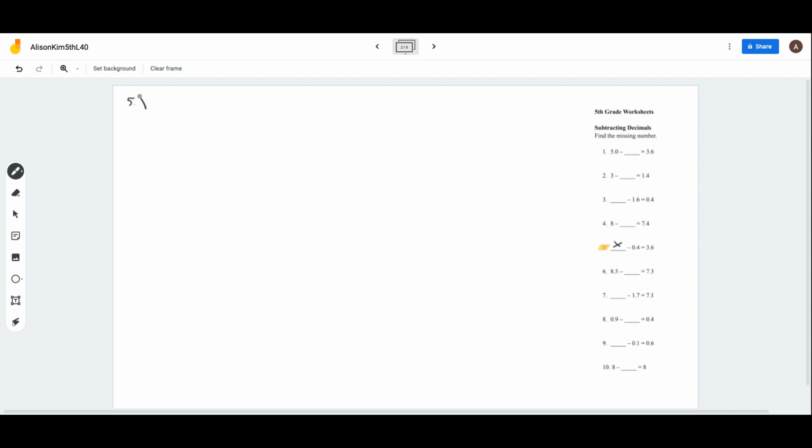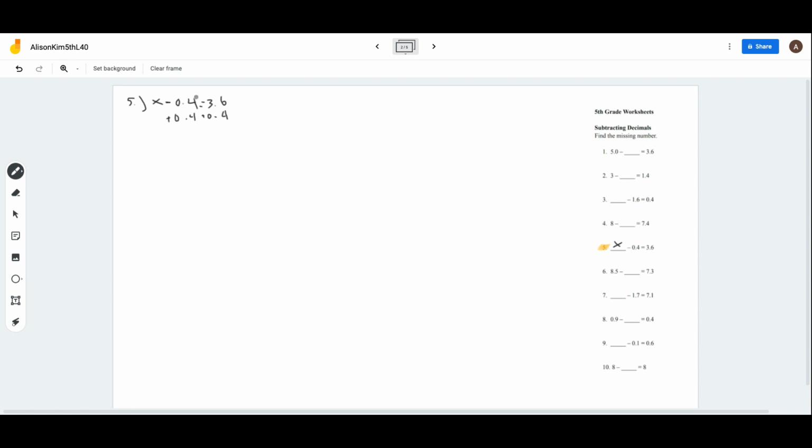Number 5 gave us x minus 0.4 equals 3.6. Now, we want to solve for the missing number, which is x, so we're going to have to get rid of the 0.4. And the only way to get rid of it is by adding 0.4 to both sides, because when we add 0.4 here, we also have to do it to the other side. That's just like a known rule.